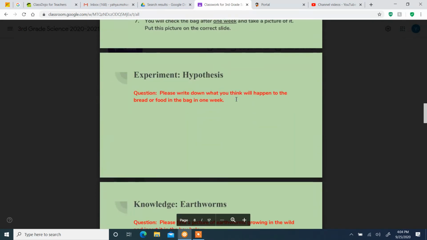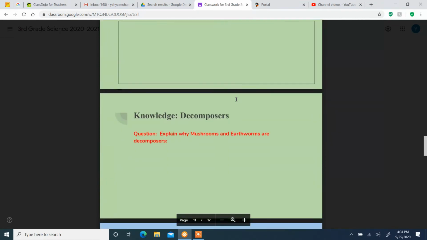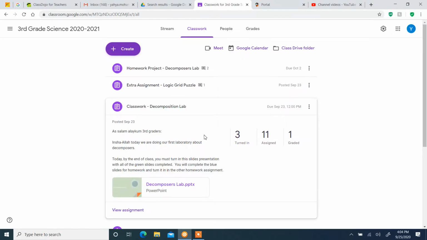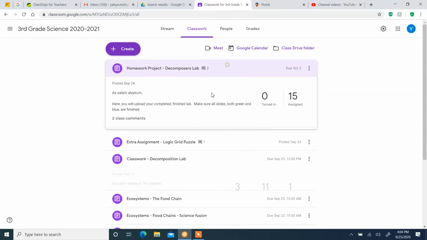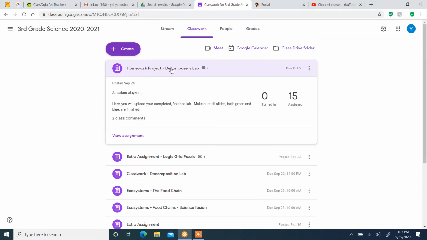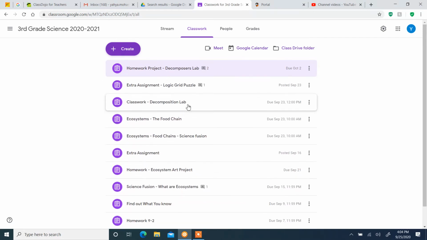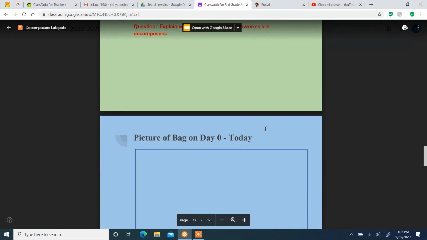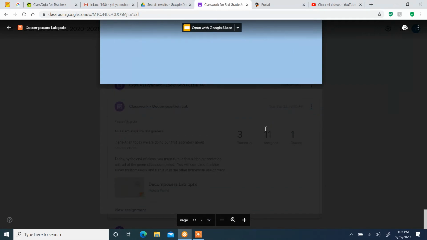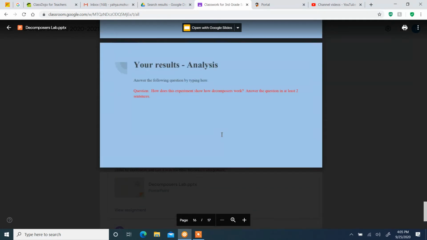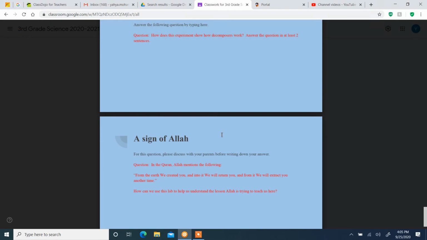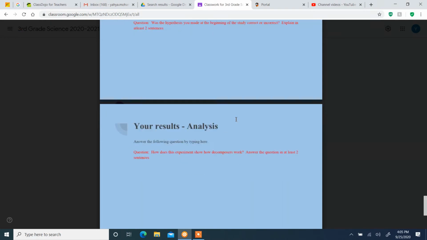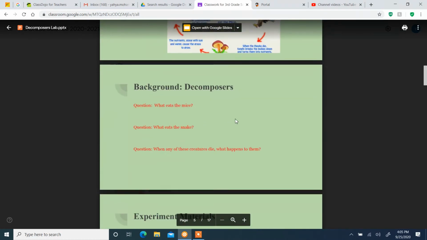So all the green ones, once they finish the green ones, they're supposed to submit it in the classwork section. Next week when they finish, they submit it over here in the homework project, because in the homework project they're going to have completed all of the blue slides. So see all these blue slides down here? All of these blue slides, they should complete by next Wednesday.